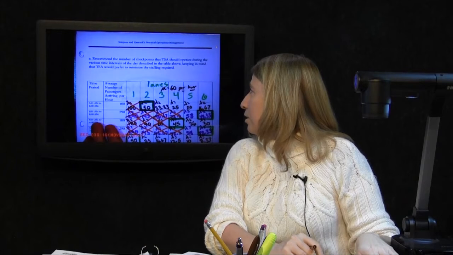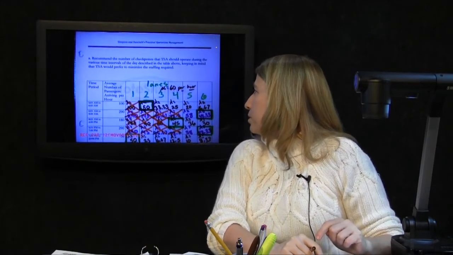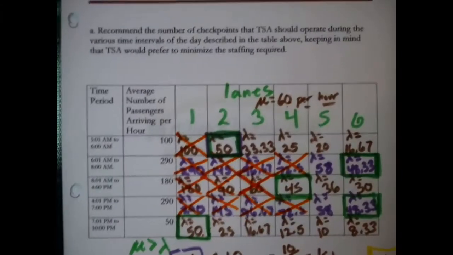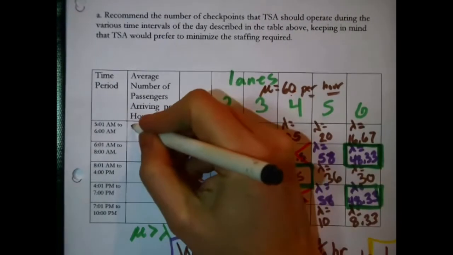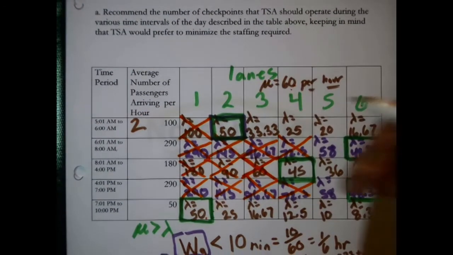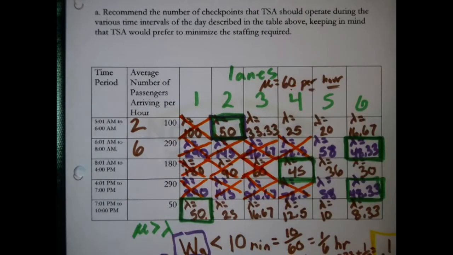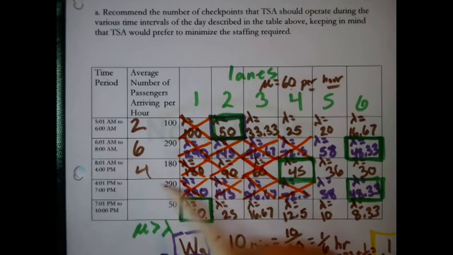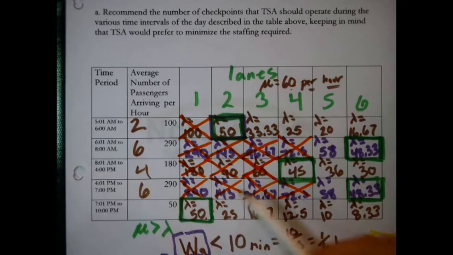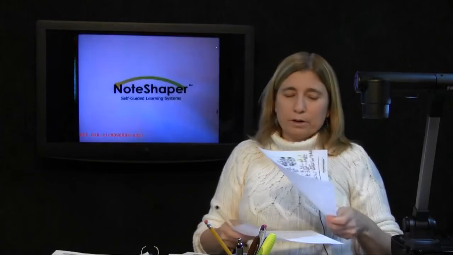So, to answer this question, what we just did, I boxed it in green. It says recommend the number of checkpoints they should keep open. My recommendation is from 5 to 6 a.m. 2, and then from 6 to 8 a.m. 6, and then from the middle of the day 8 a.m. to 4 p.m. 4, right? And then back up to 6 for the busy time, and then drop down to 1 for the end of the day. Done. Okay, done with that part of the problem. This is our plan. The other part of the problem asks us to evaluate our plan.